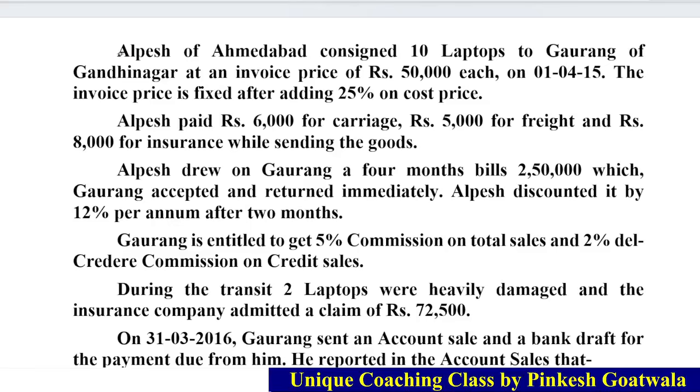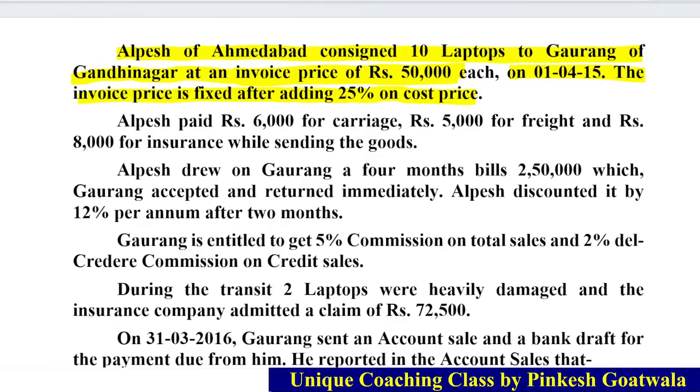Okay, so let's start. Alpesh of Ahmedabad consigned 10 laptops to Gaurang of Gandhinagar at invoice price 50,000 each, right? So 10 laptops have been sent at invoice price, given as 50,000. On 1st April 15, the invoice price is fixed after adding 25% on cost price. Look here, they give the value of invoice price, right? Invoice price is given but cost is not given. So in a previous video I told you they will give either invoice or cost. Only one of the two will be given, you have to find out the other. So first of all, let's complete that part, that calculation.